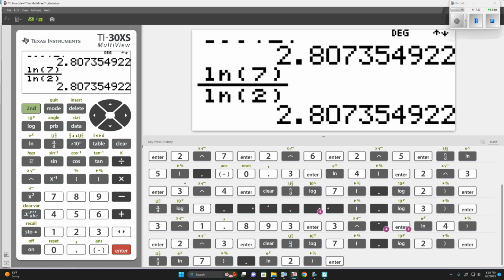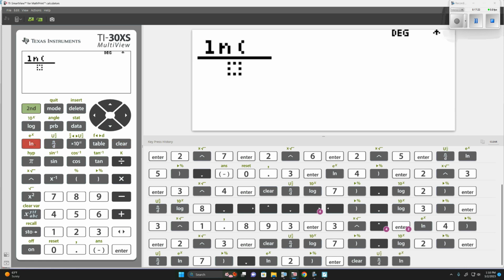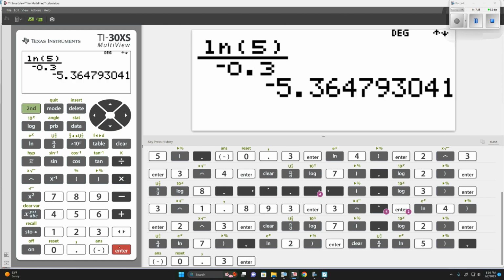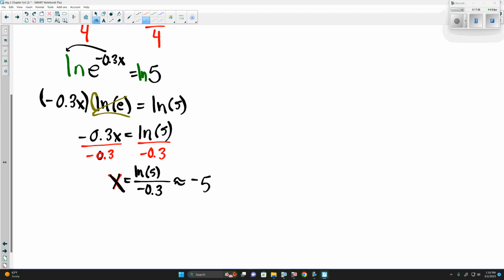Now, the natural log is kind of nice. We can say the natural log of 5 divided by negative 0.3 is negative 5.365. And that's it. Questions on this here? Questions on anything we've done so far? So is this here a whole lot different than what we did on the other ones? No.